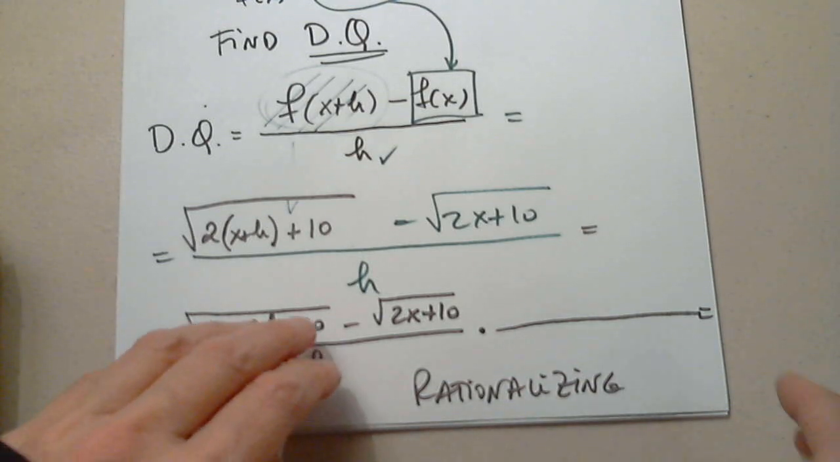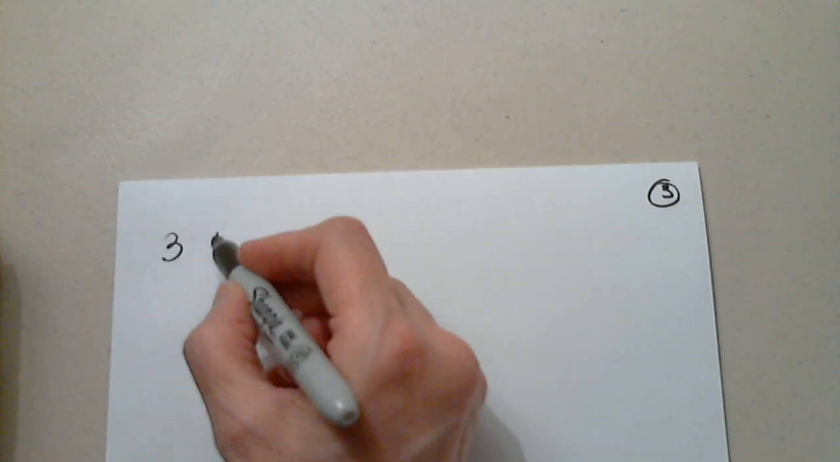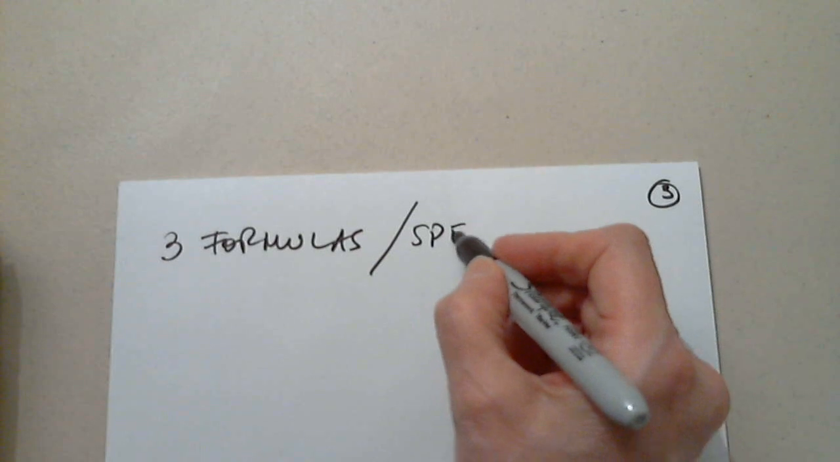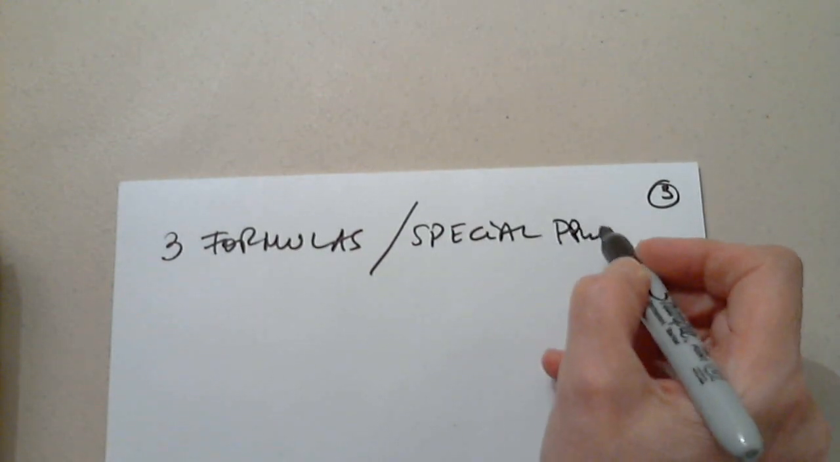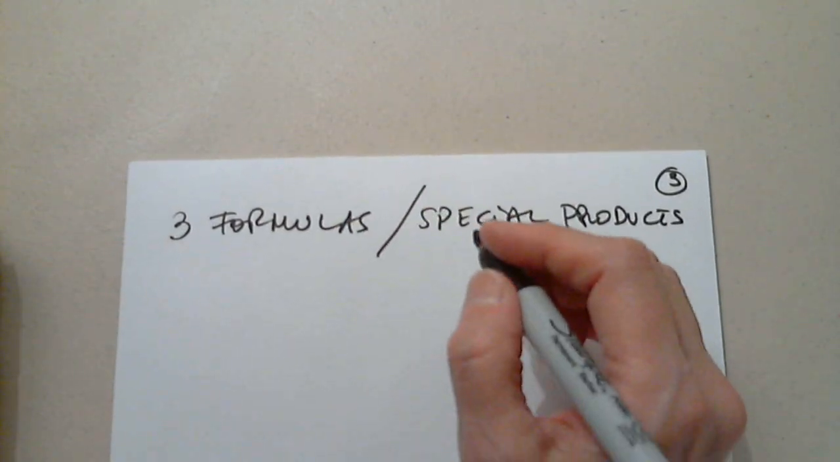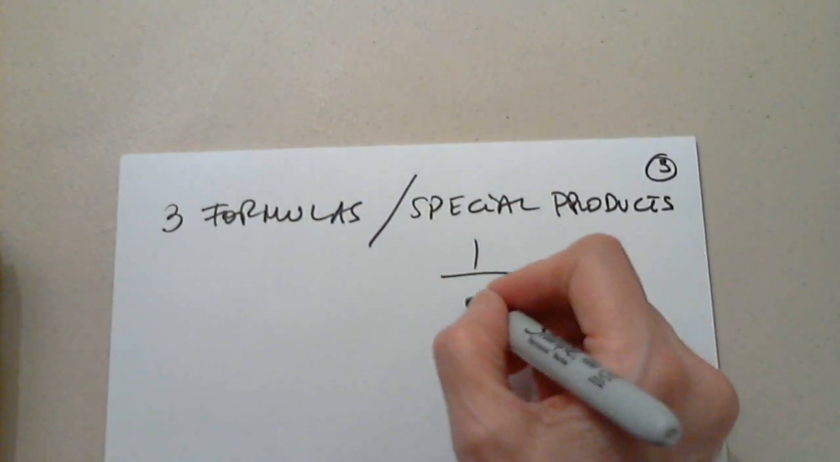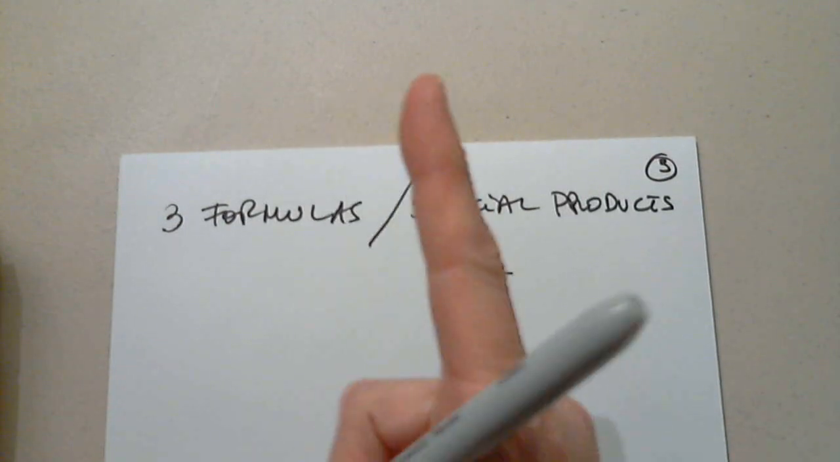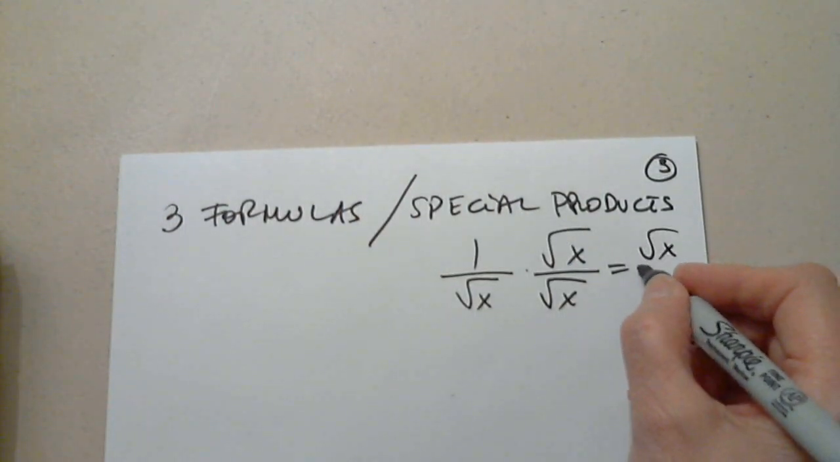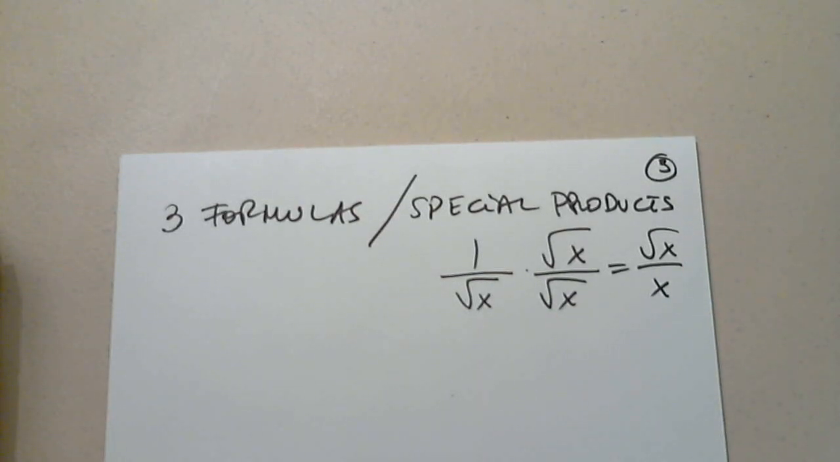Good question. Remember what we talked about the first day of classes: we had three formulas, also called special products. What you're saying is good, but for something with one term, you multiply by the square root of x and divide by the square root of x, and you get the square root of x over x to rationalize the denominator.